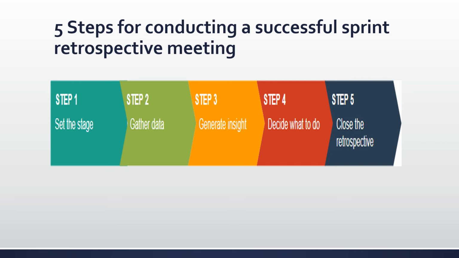3, generate insight. Why did things happen the way they did? Identify patterns and see the big picture. 4, decide what to do. Pick a few issues to work on and create concrete action plans on what and how you'll address them. And 5, close the retrospective by clarifying follow-up, appreciations, a clear end, and how the retrospective could be improved.